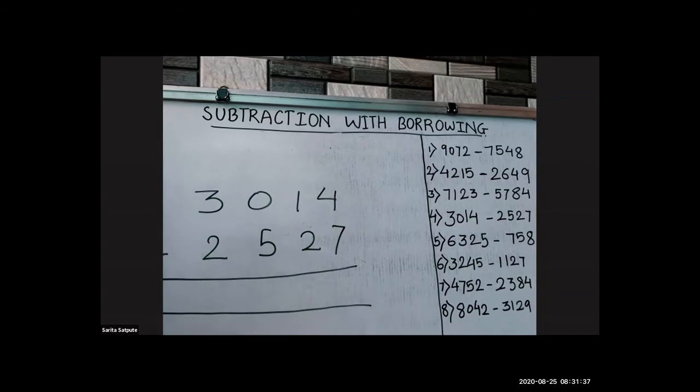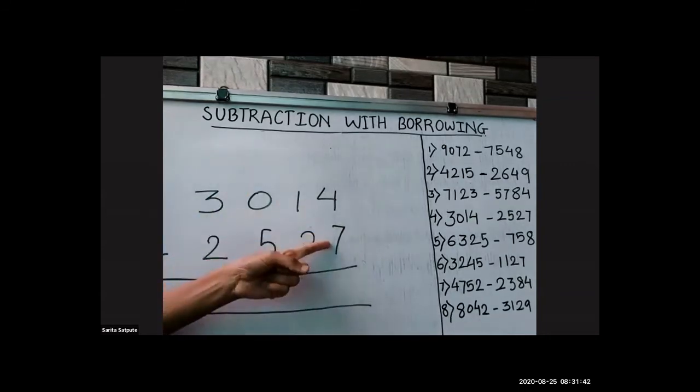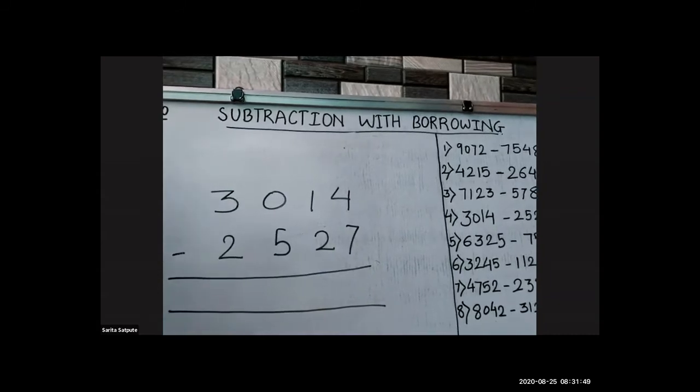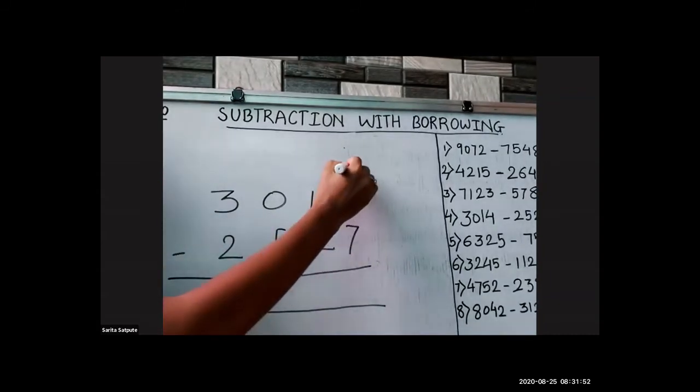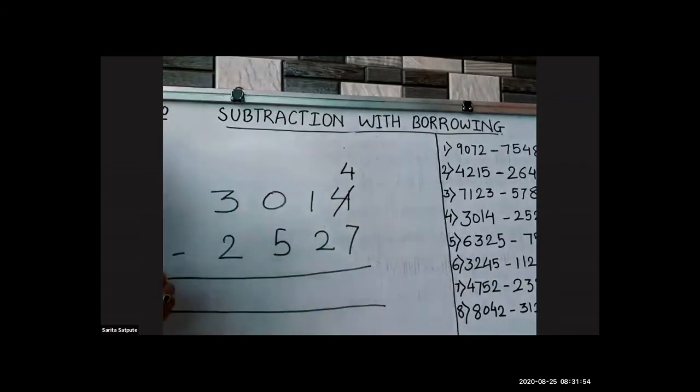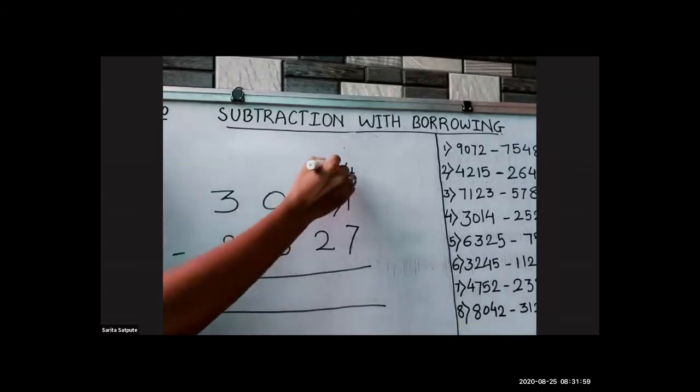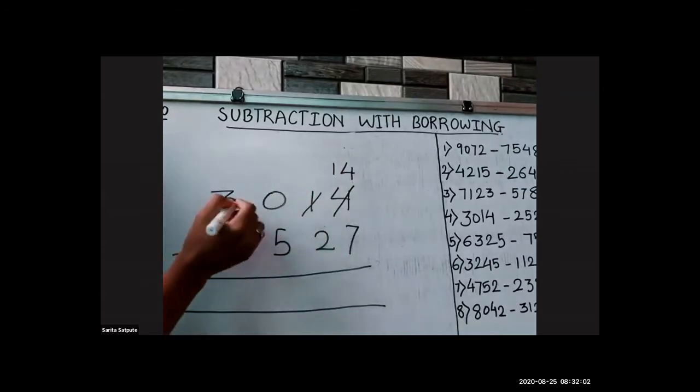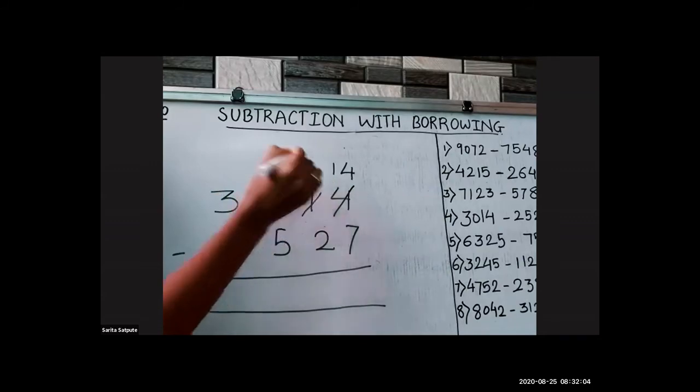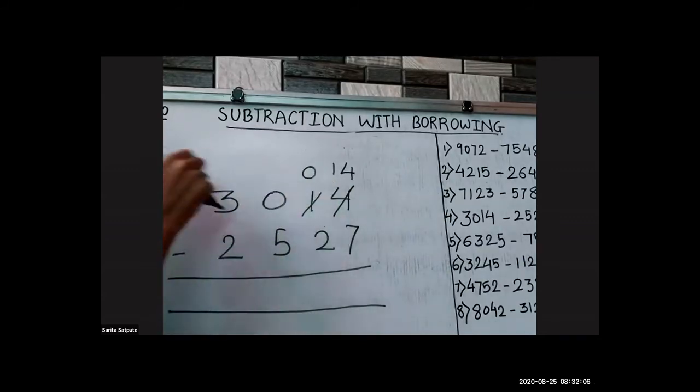So now we have to subtract this with the concept of borrowing. Now you cannot subtract 7 from 4. So what will you do? Cut 4, borrow from 1. Okay, and 4 will become 14. Yes, very good. 1 will become 0. Now you cannot subtract 2 from 0. No. So what will you do?